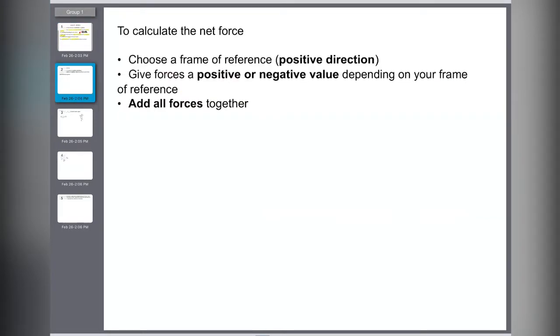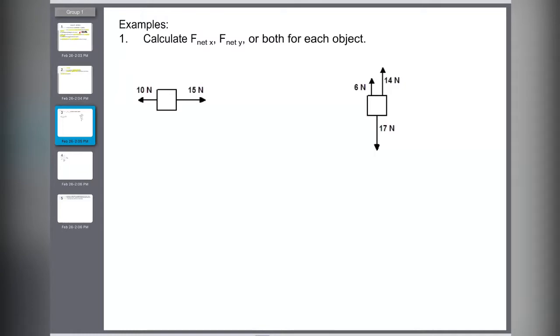So to calculate net force, how do you do that? First of all, you pick a positive direction, and then you give each force a positive or negative value accordingly, and then you add them all together. So say, for example, this question: I have 15 newtons to the right and 10 newtons to the left. First thing you need to do is think about which way is positive. I'm going to say the right is positive.